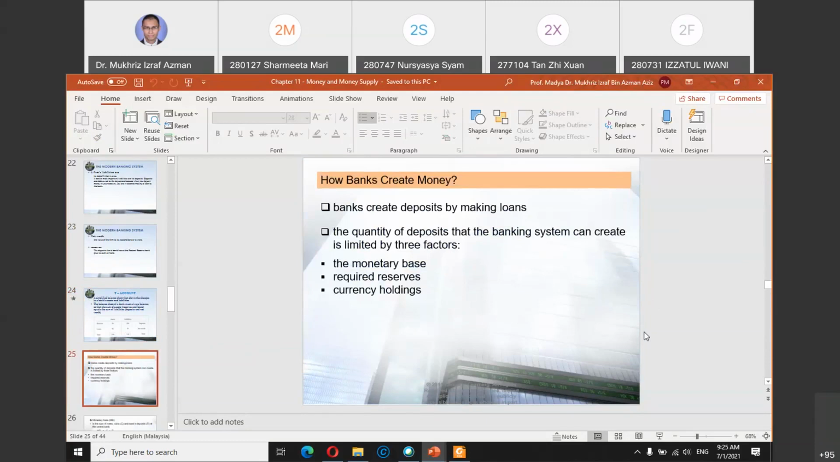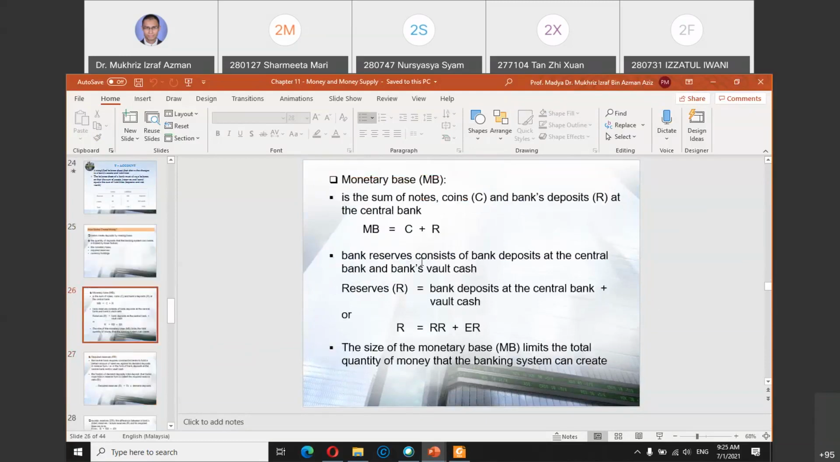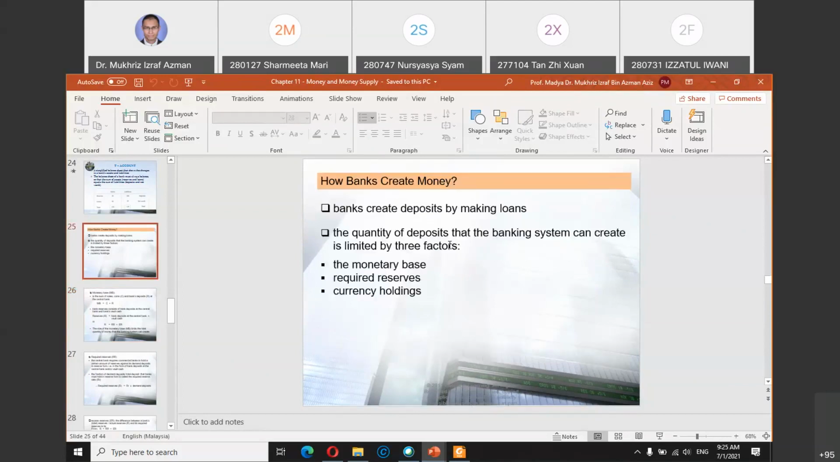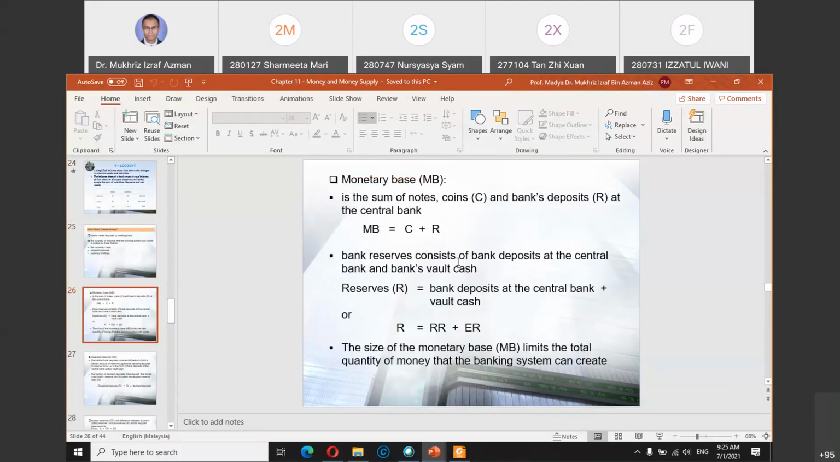Okay, so how do banks create money? Monetary base. So again, this is another concept. Monetary base is coins plus bank deposit. MB equals C plus R. So again, this is another definition. Just go through this.